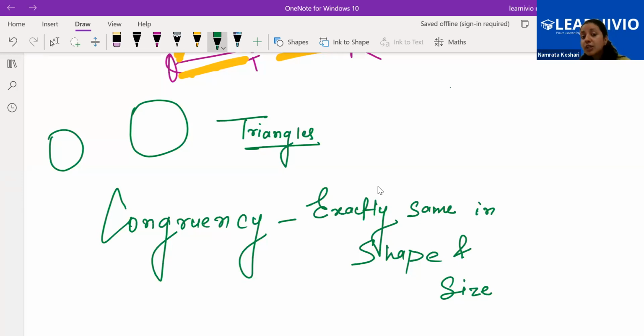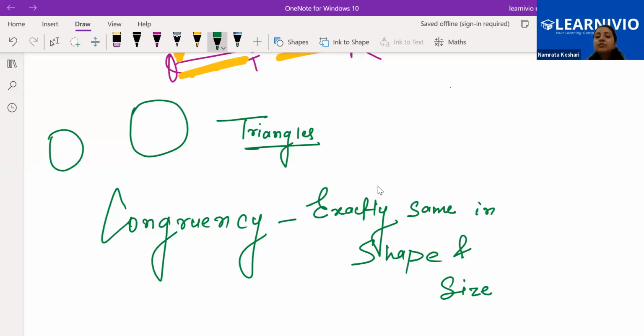And here we will focus on the congruency of triangle. If two triangles are given, how will we check whether they are congruent? Are we going to cut out one triangle from the question paper and place it on the other triangle? No. There are certain rules which we will follow to check whether the two given figures are congruent or not. That means whether two given shapes are exactly same in shape and size or not.